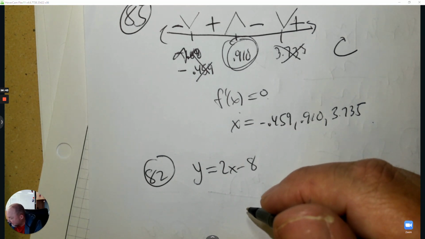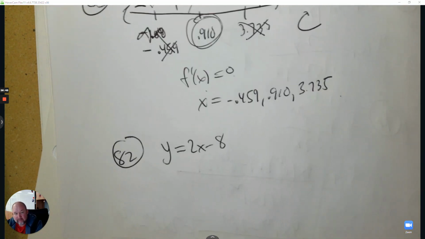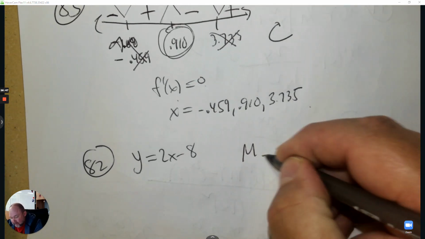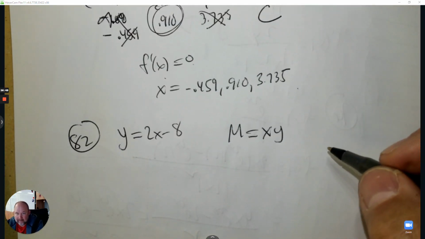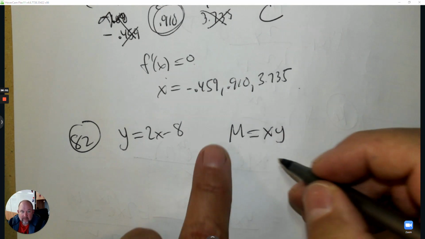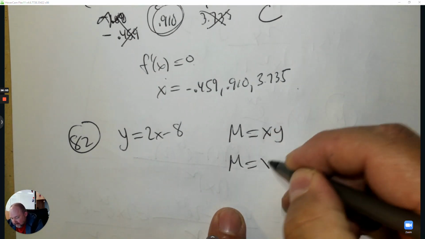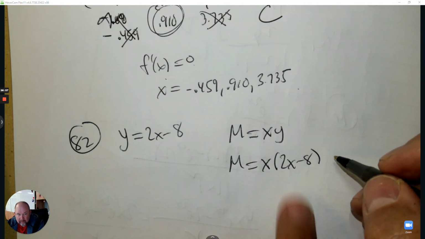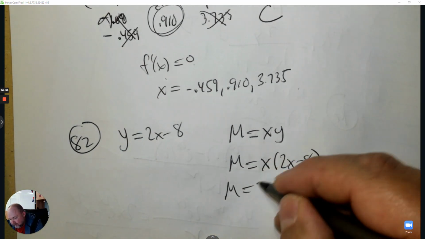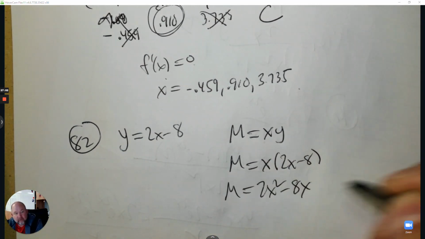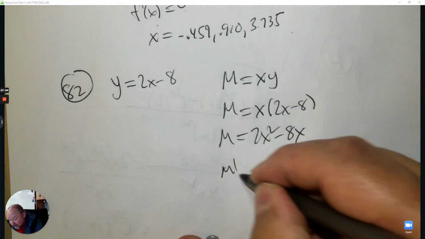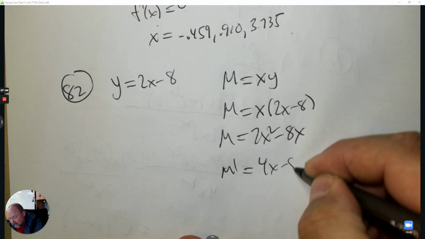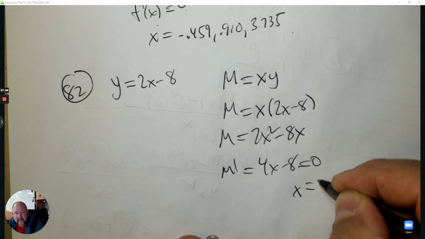What's the minimum value of the product x times y? So we're going to create a function of that. And then y is equal to 2x minus 8. So we need one variable. We're going to distribute. We're going to take the derivative of that, make it equal to 0, and solve it.